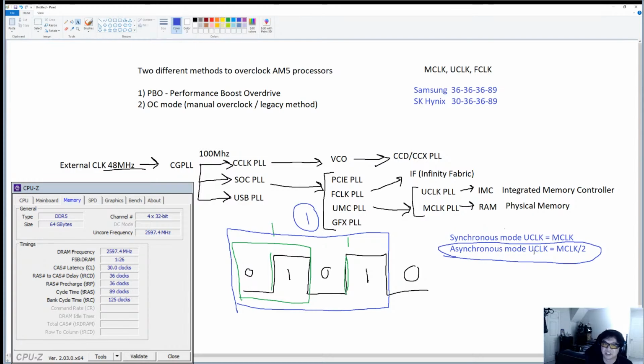Let's just use 6,000 as an example. So if I'm running 6,000 mega transfers on my DDR5, that means my mem clock PLL is going to be 3,000 megahertz or 3 gigahertz, and that means if I'm running asynchronous mode, the U clock is running at half of that. So the U clock is only going to be at 1,500 megahertz. So it's much slower. The U clock's much slower, but the memory is so much faster that when it comes to performance, you won't really notice much of a difference.